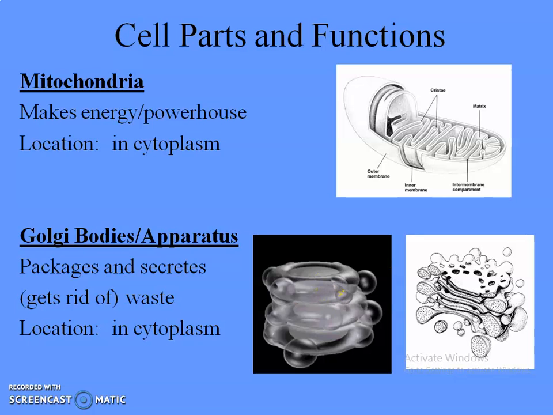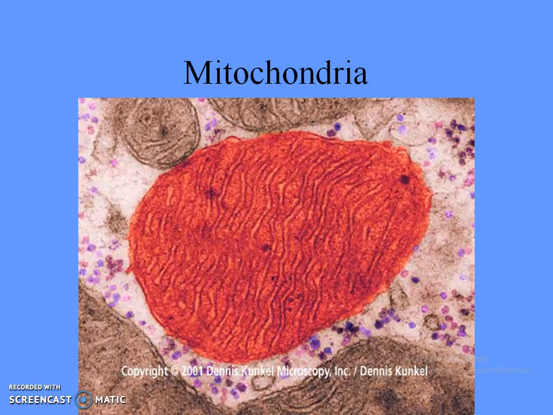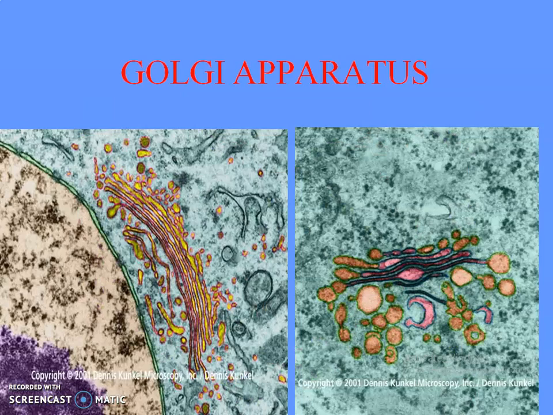Another part of the cell is the mitochondria. It is also called the powerhouse of the cell. It makes the energy and it is present in the cytoplasm of the cell. Another important cell organelle is the Golgi complex. It is also called Golgi bodies or Golgi apparatus. It packages and secretes the waste. It is also present in the cytoplasm. This is the photograph of the Golgi apparatus.